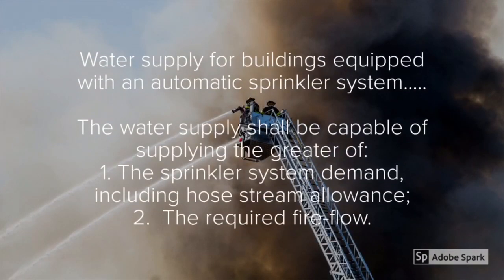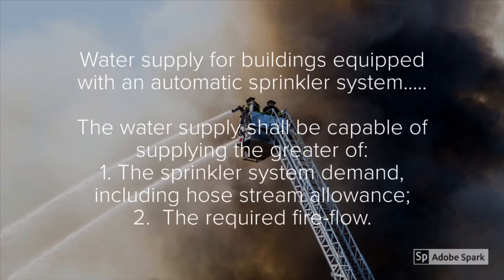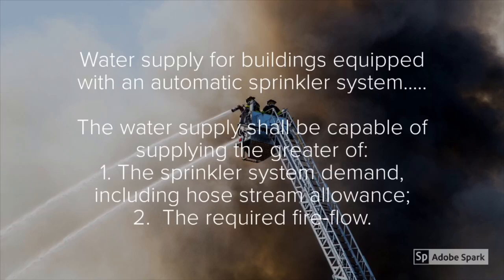When determining the water supply for buildings equipped with an automatic sprinkler system, know that you do not look at the fire flow requirement and the sprinkler system requirement cumulatively. You look at them independently. What the fire code says is that the water supply shall be capable of supplying the greater of either the sprinkler system demand or the required fire flow. So what you'd have to do is determine which one's greater, and that's going to be what tells you what the water supply should be.